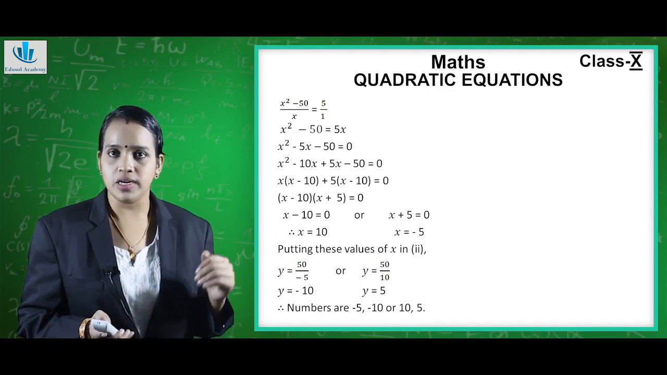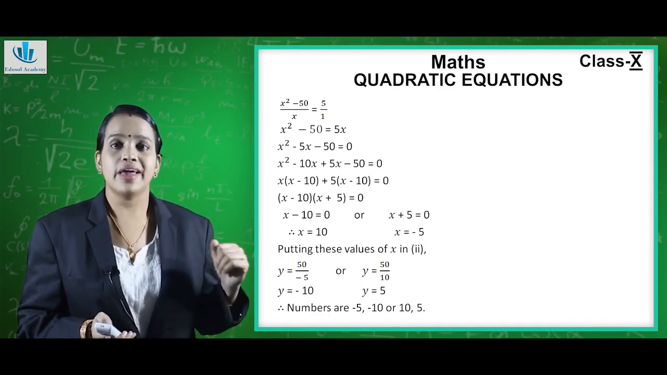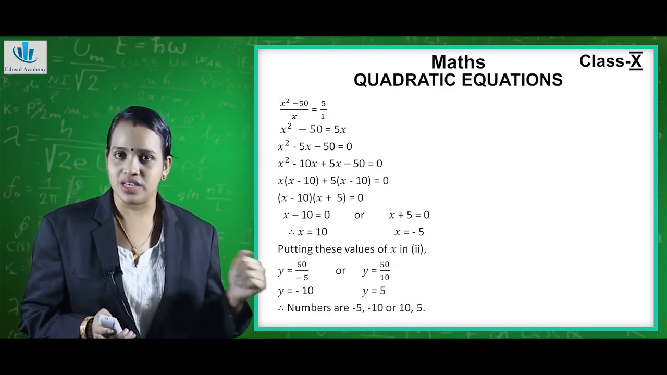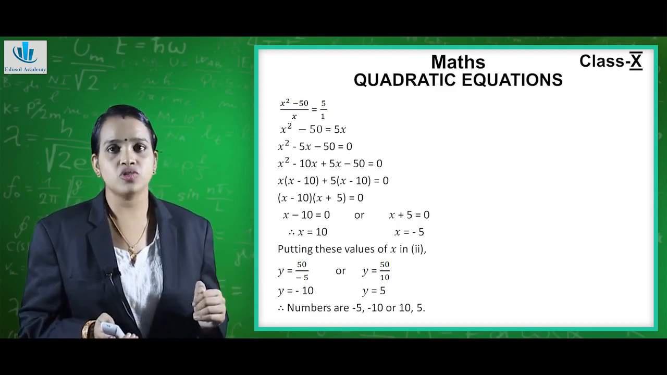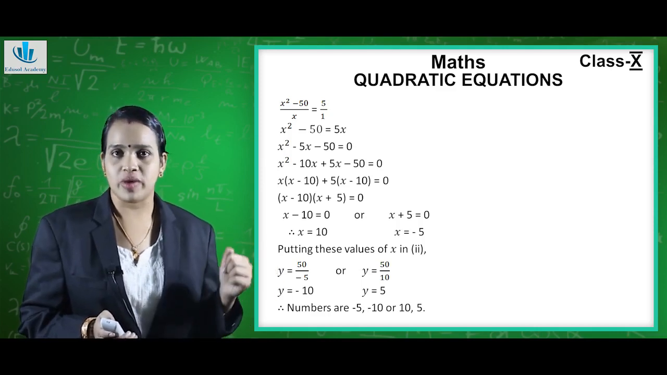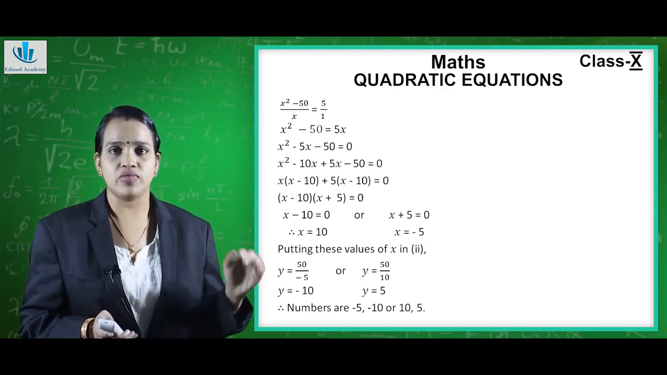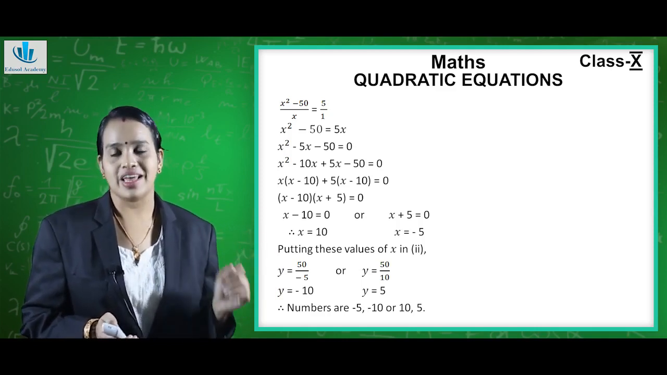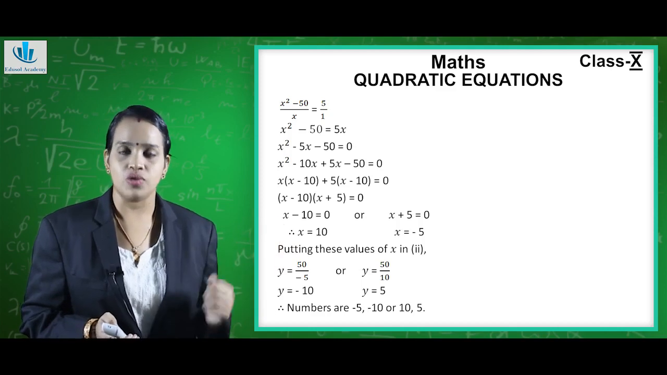Now we are splitting the middle term. So it becomes x raised to 2 minus 10x plus 5x minus 50 equal to 0. We will take x as common. So it becomes x into x minus 10 plus 5 into x minus 10 equal to 0. That means we are taking 5 as common here. So we can write it as x minus 10 into x plus 5 equal to 0.